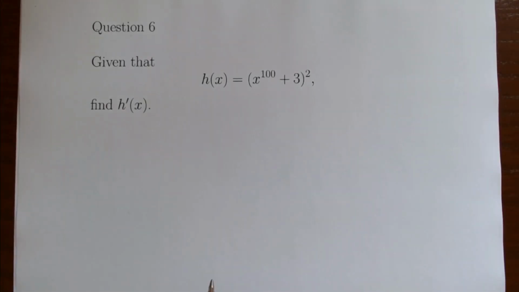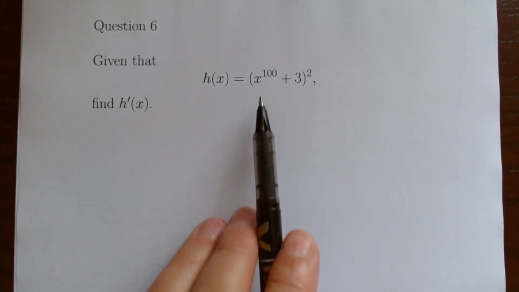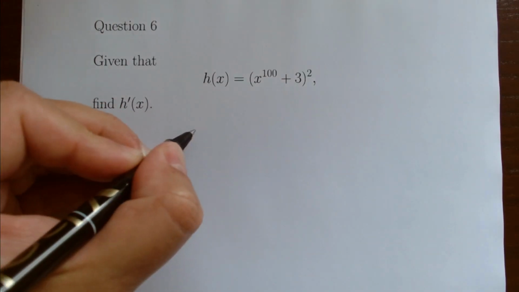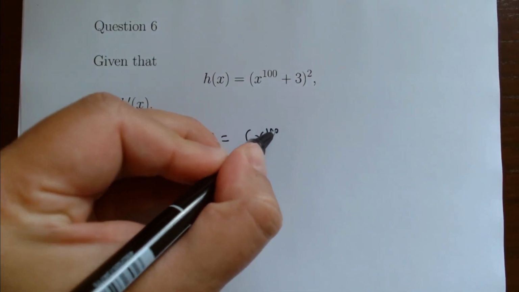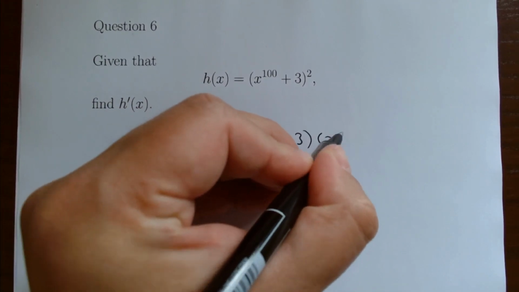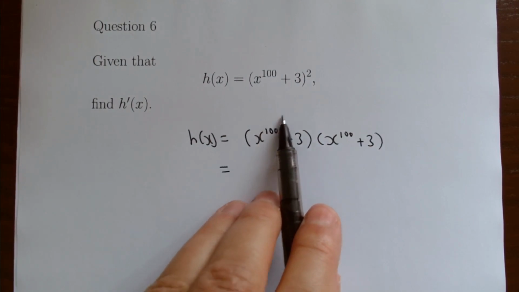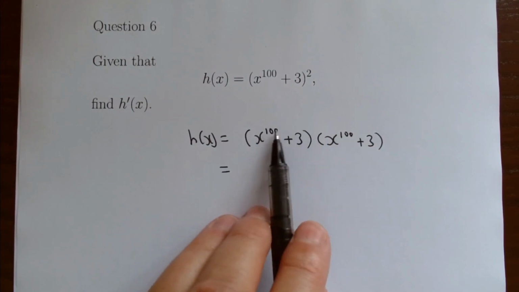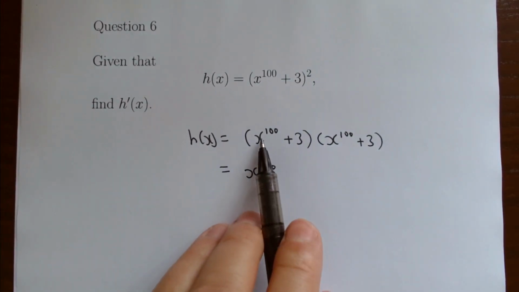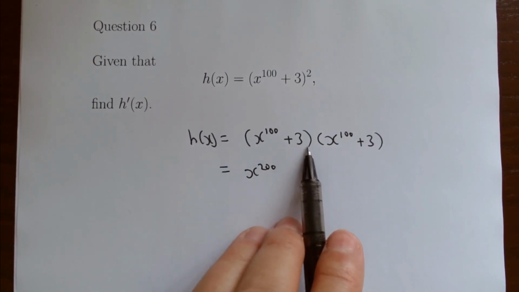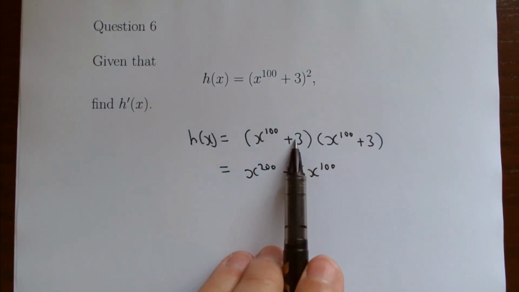Okay, question number 6. We've got a function h of x equals this. And we begin by expanding this. So the first thing I'll do, I'm just going to write out the double bracket. And now we can expand this. So that gives you x to the 200 because you add the indices. Then you have 3x to the 100 and another 3x to the 100, so you have 6 in total. And then you have plus 9.